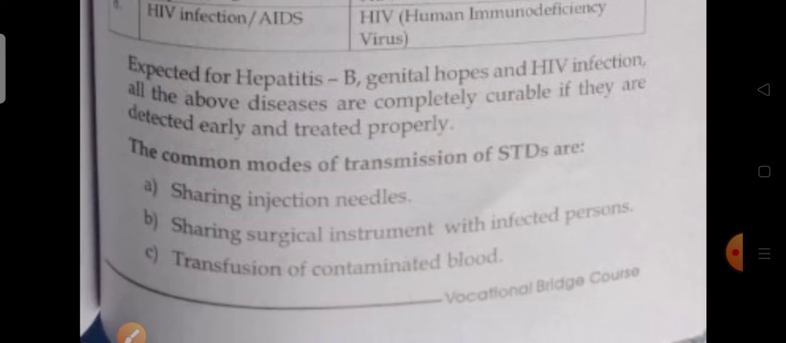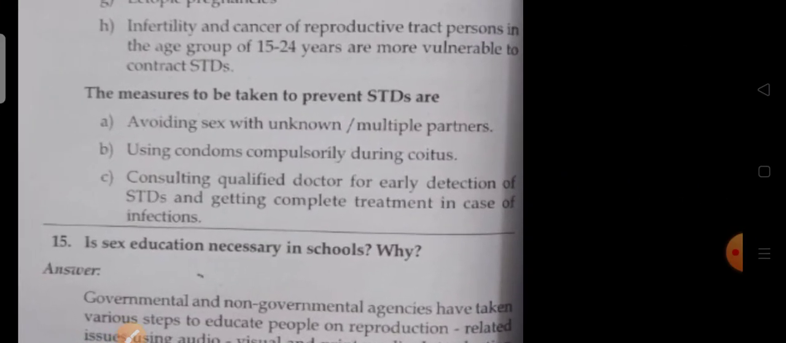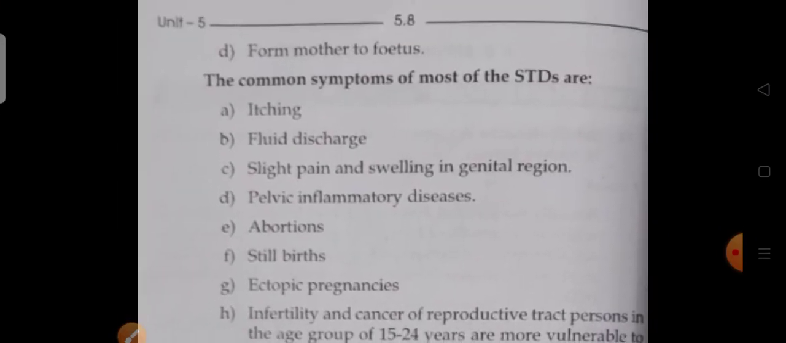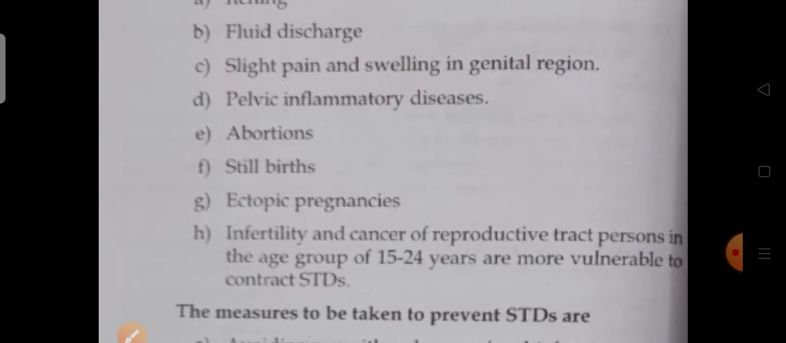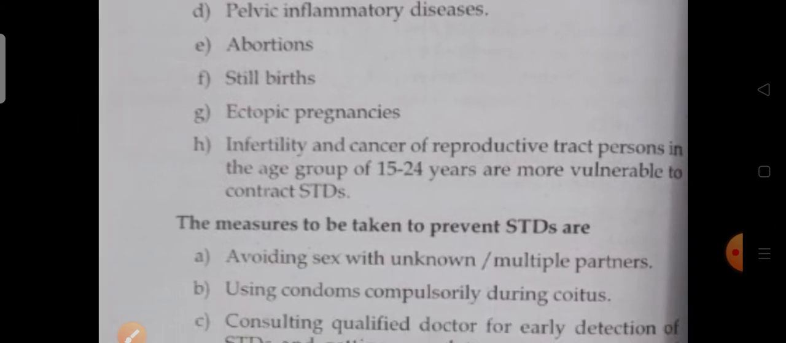The common modes of transmission of STDs are sharing injection needles, sharing surgical instruments with infected persons, transmission of contaminated blood, and from mother to fetus. The common symptoms of STDs are itching, fluid discharge, slight pain or swelling in the genital region, pelvic inflammatory disease, abortion, stillbirth, ectopic pregnancy, infertility, and cancer of the reproductive tract. The age group 15 to 24 years is more vulnerable to contracting STDs.